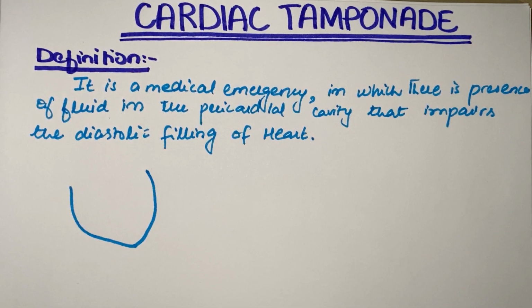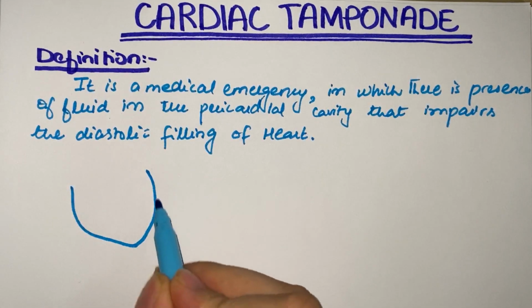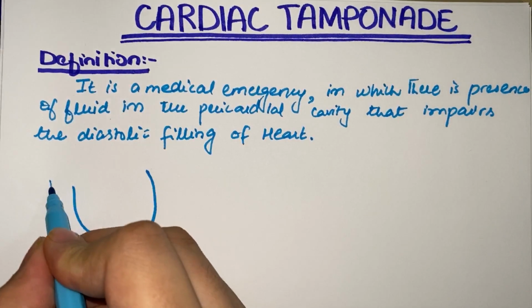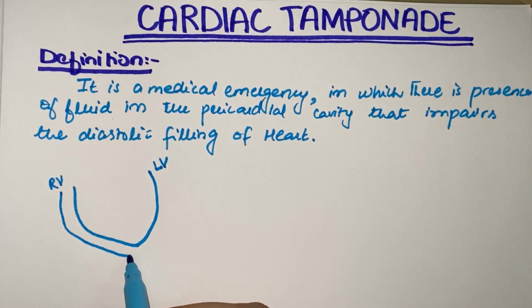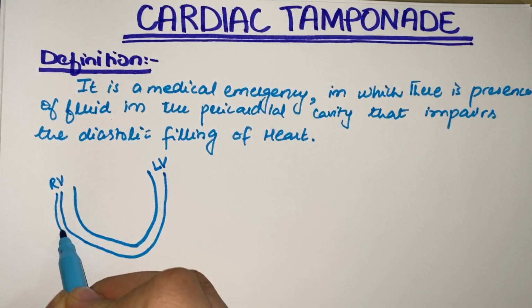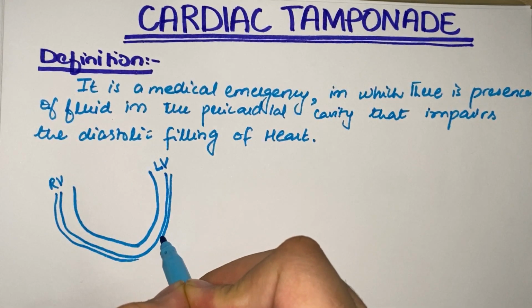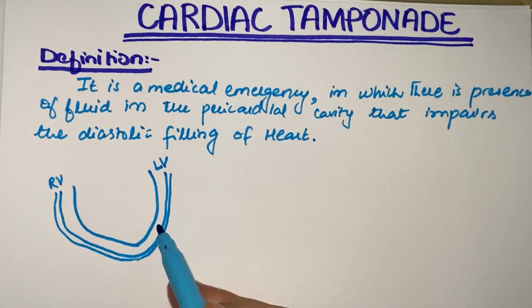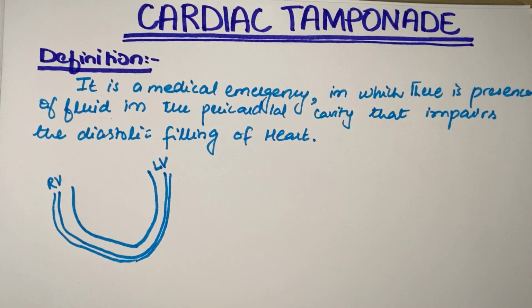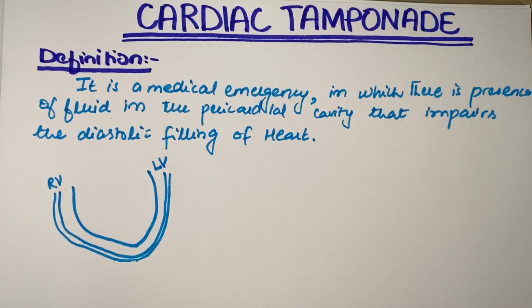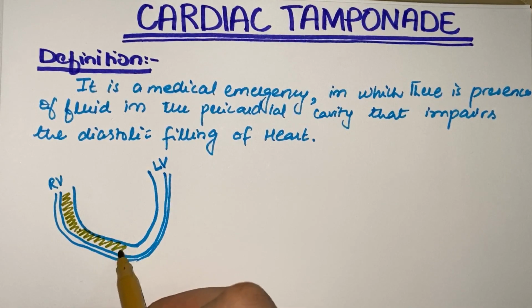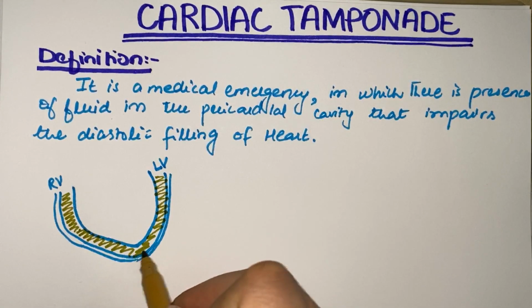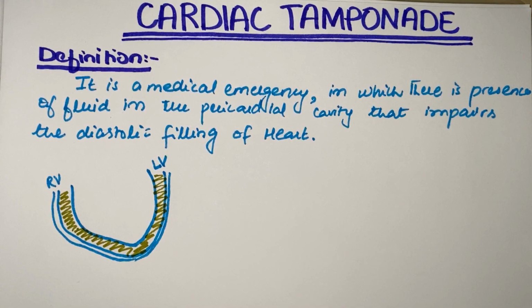of the heart. So imagine this is the heart, its two ventricles. Suppose this is the right ventricle, this is the left ventricle, and around it are the two layers of pericardium. Fine. So this is the pericardial cavity. Now, in this disease, because of many reasons, we'll discuss the causes later on, fluid gets accumulated in this pericardial cavity. So this golden color is the fluid within the pericardial cavity.